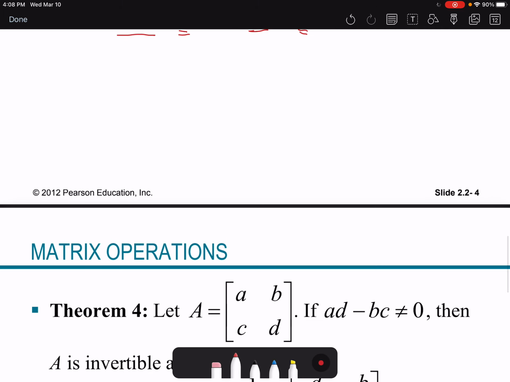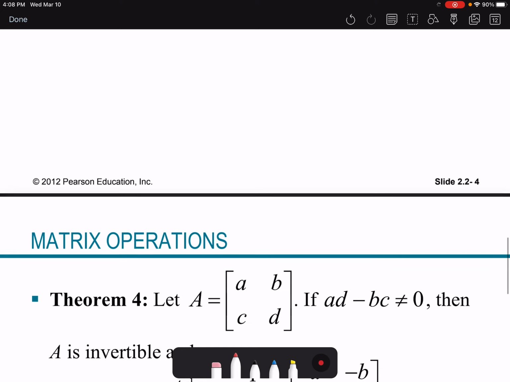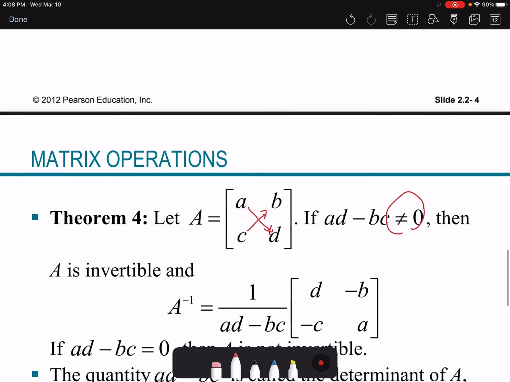All right, so here's how we find the inverse matrix of a 2x2 matrix. If you have a matrix A, B, C, D, and AD minus BC is not equal to zero, then the matrix is invertible, and the inverse matrix will be 1 over AD minus BC times the matrix in which A and D change places. C and B, however, do not change places; they simply change sign. So that's a simple way to do that.